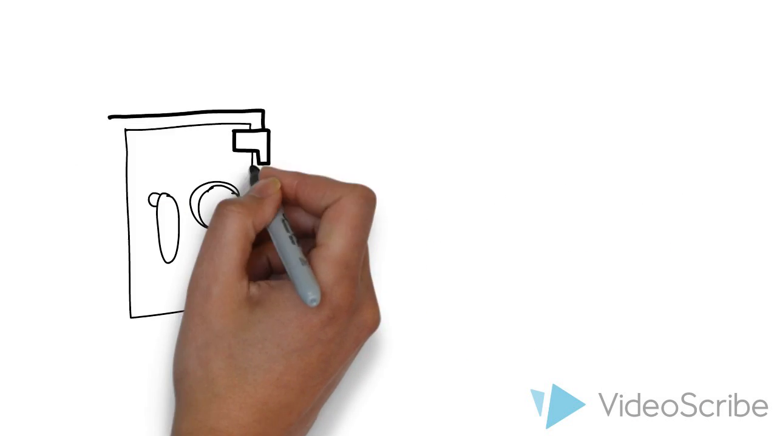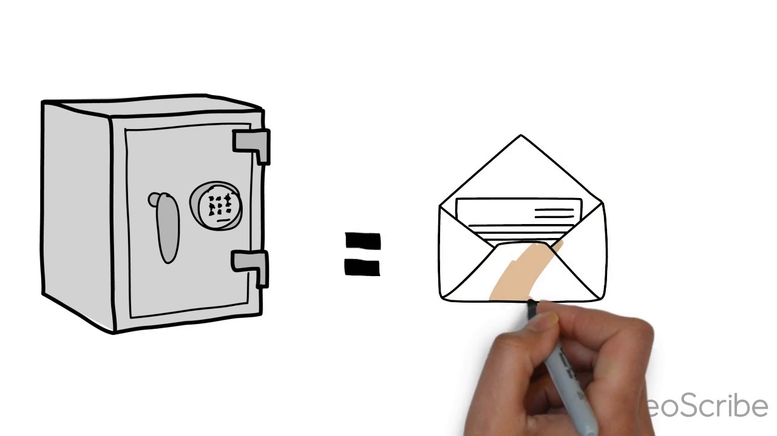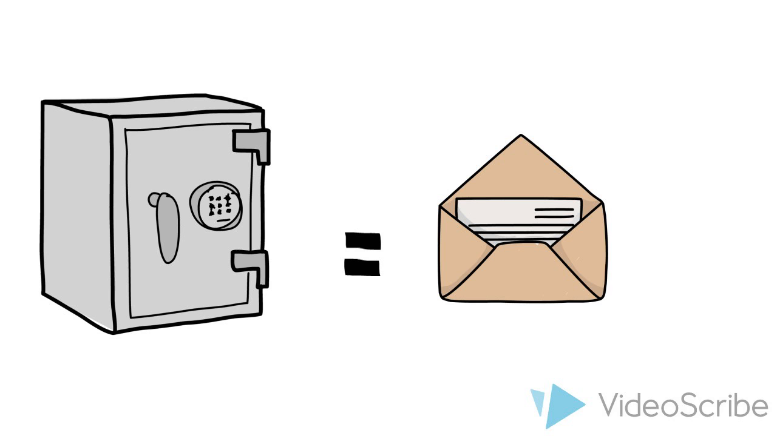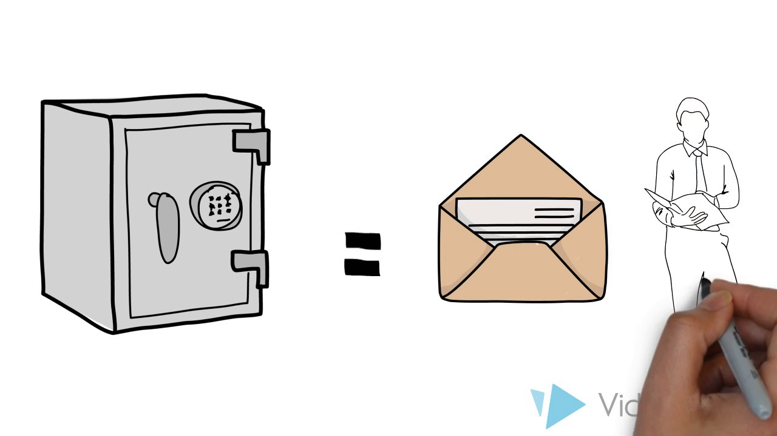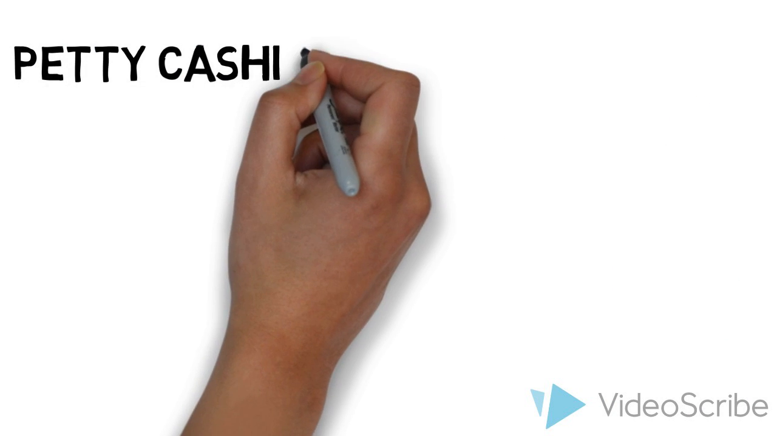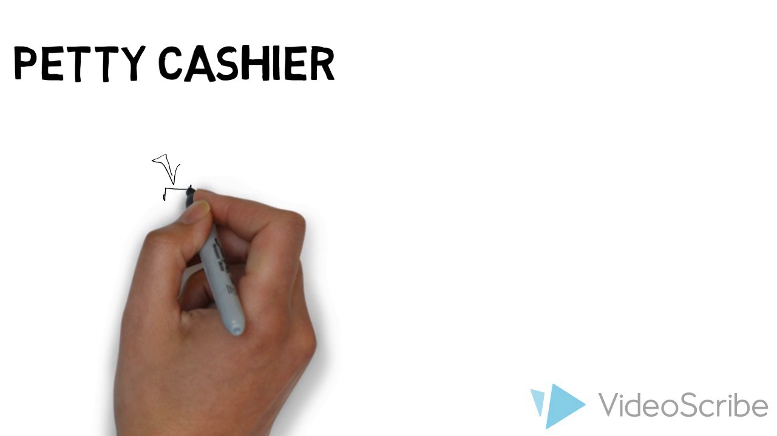Petty cash. What is petty cash? Simply put, petty cash is a set allocation of small funds that a company puts aside to pay for minor expenditures, such as postage or supplies. The petty cash is handled by a designated petty cashier or custodian.